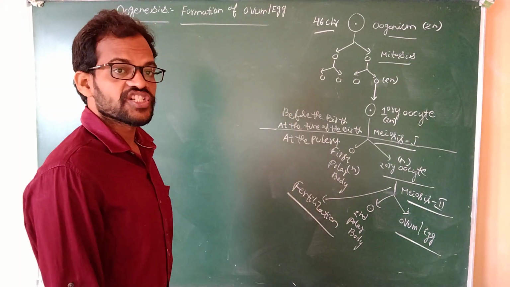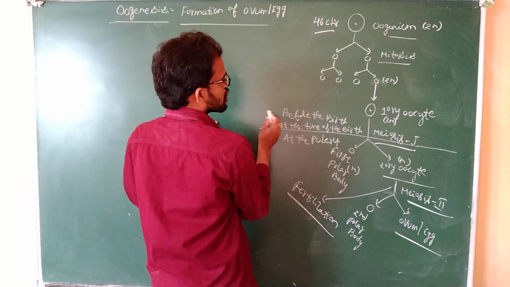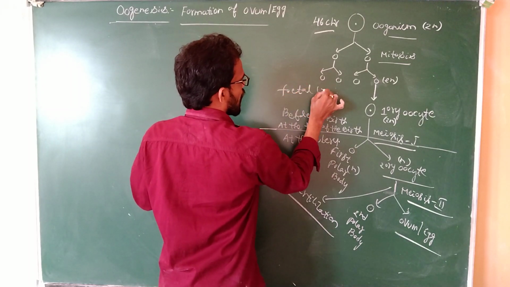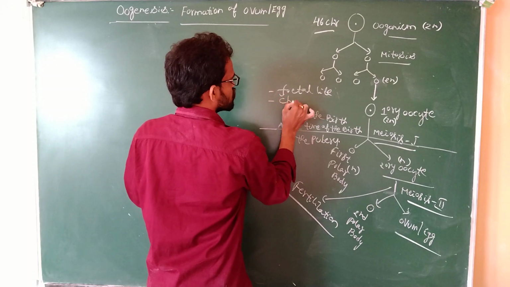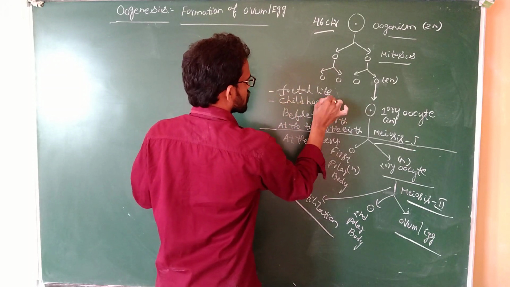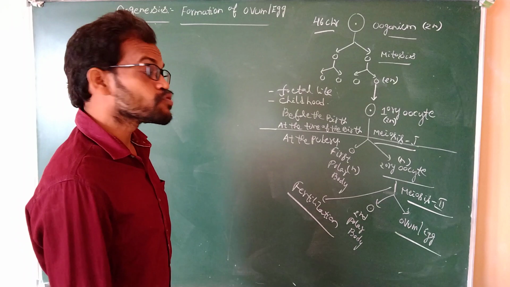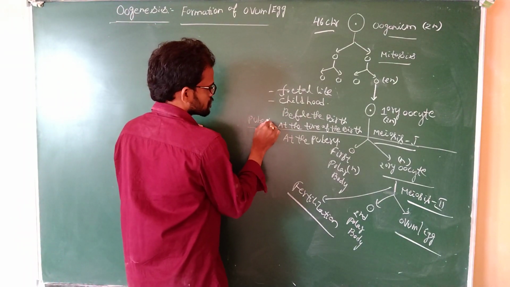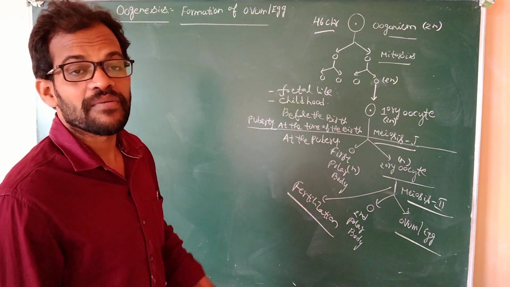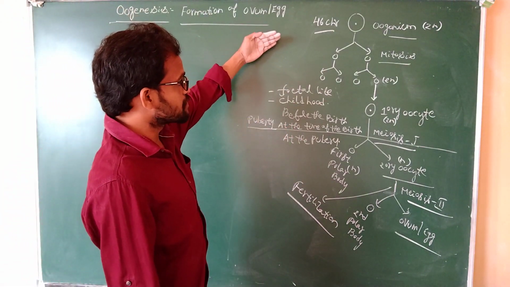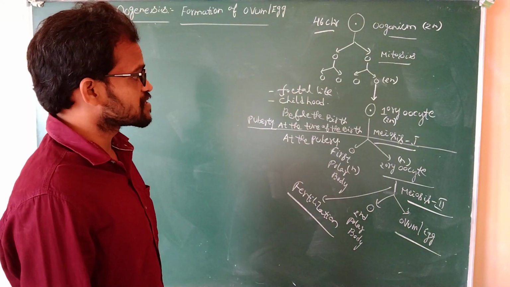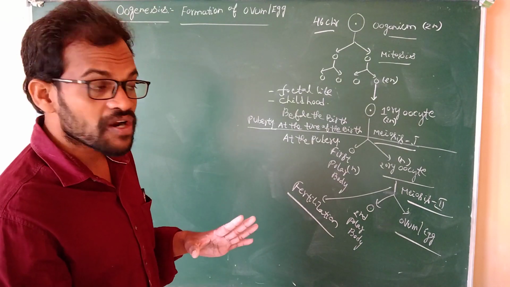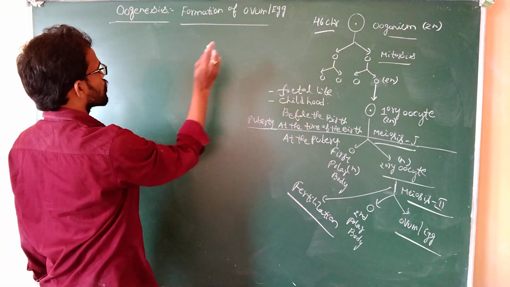This indicates fetal life, childhood, and puberty. At the time of reaching puberty, these stages take place. These stages take place before the birth, and these stages take place after the birth. It is the mechanism involved in the oogenesis process.